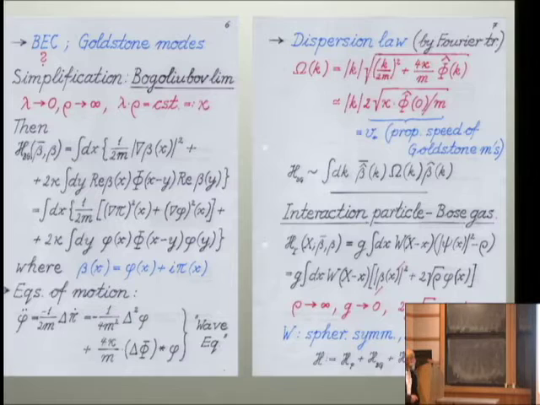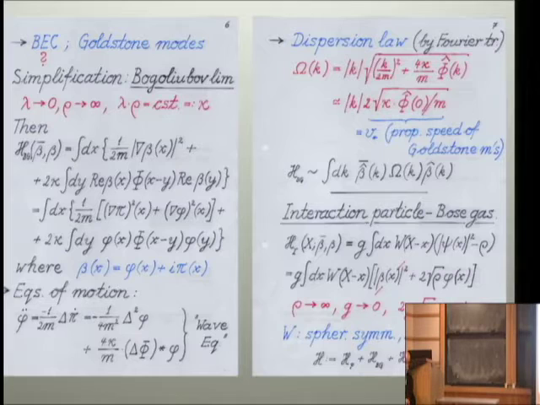Here they are, phi double dot. The dot means derivative with respect to time. Phi double dot is equal to minus 1 over 2m Laplacian pi dot. And then you plug in the equation of motion for pi and find that phi satisfies this type of wave equation.